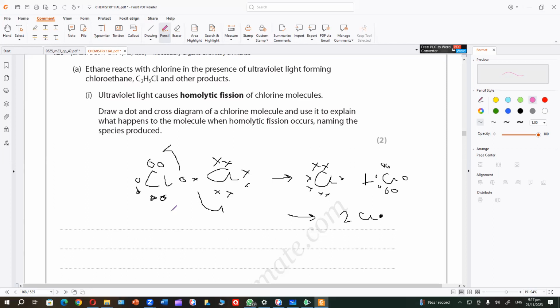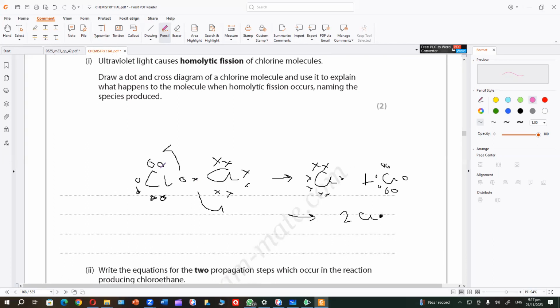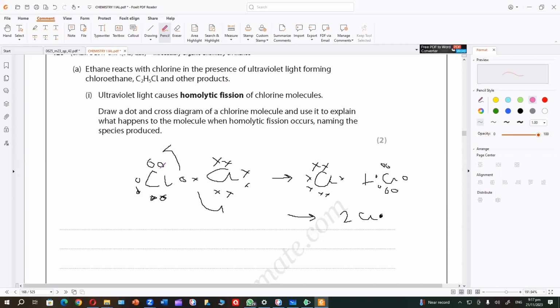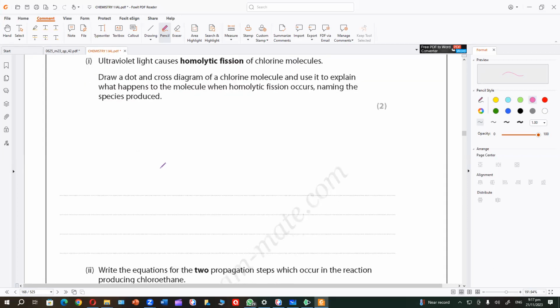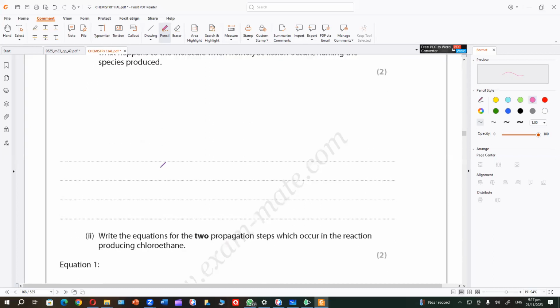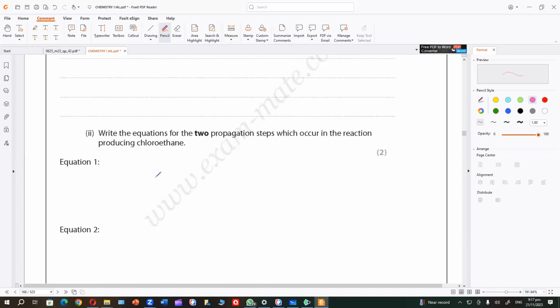Would this be fine then? I think it's fine. And then I would just write after that, explaining that each chlorine atom takes one electron to form a free radical. But he's asking to draw, then explain. No, but he has given some lines.